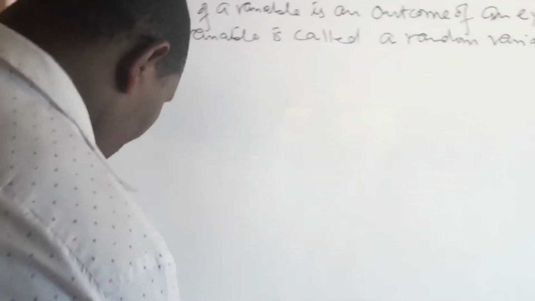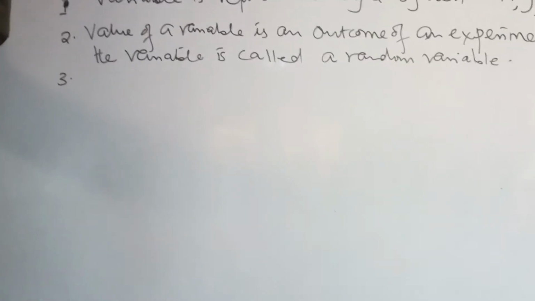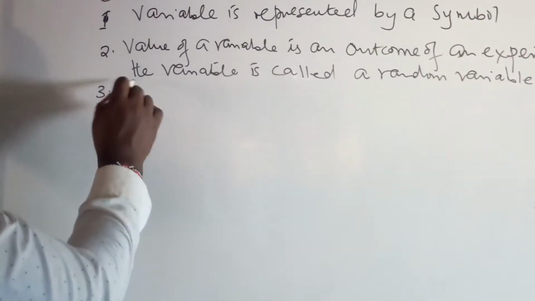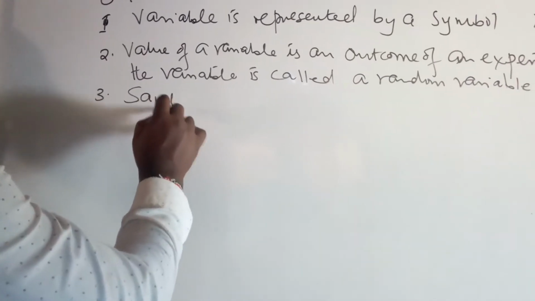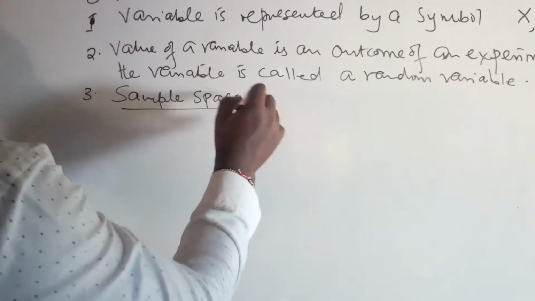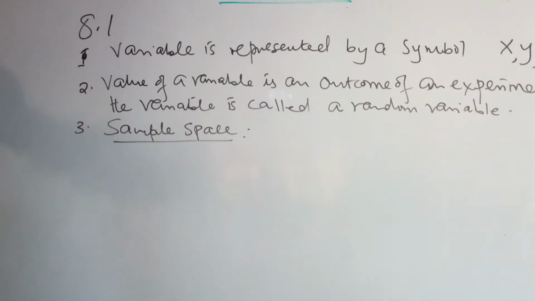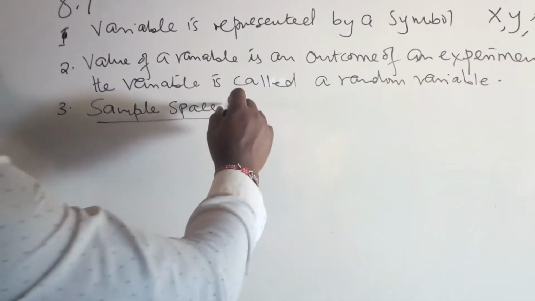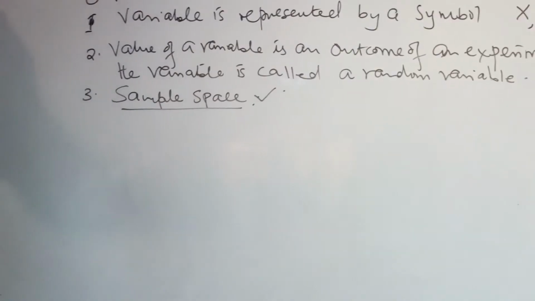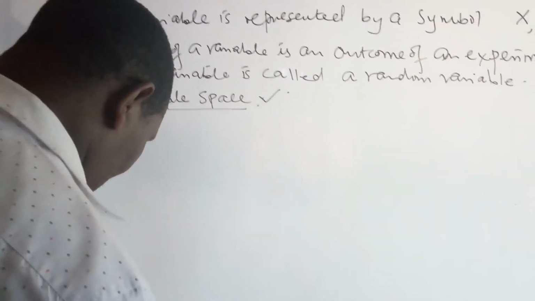Point number 3: another name for the list of all possible outcomes of an experiment is a sample space. This is another name we can call all possible outcomes of an experiment. It's called a sample space. This one is not new. We have seen it in probability, and we all know what it is.